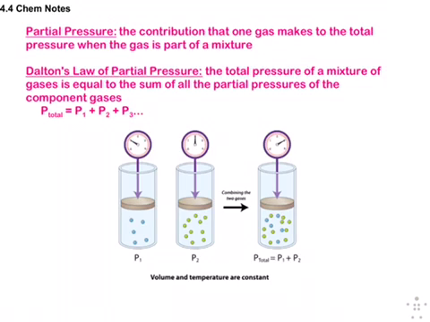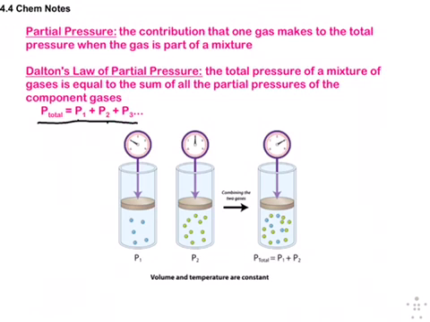Dalton's law of partial pressure says the total pressure of a mixture of gases is equal to the sum of all of the partial pressures of the component gases. So here's your little formula for that. The pressure from the first gas plus the pressure of the second gas plus the third gas, fourth, fifth. If there's 17 gases, you're going to have up to P17. Does that make sense? Okay.